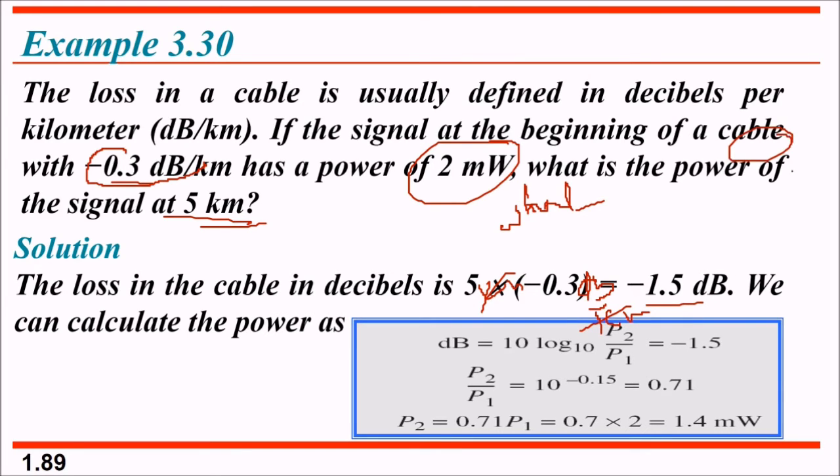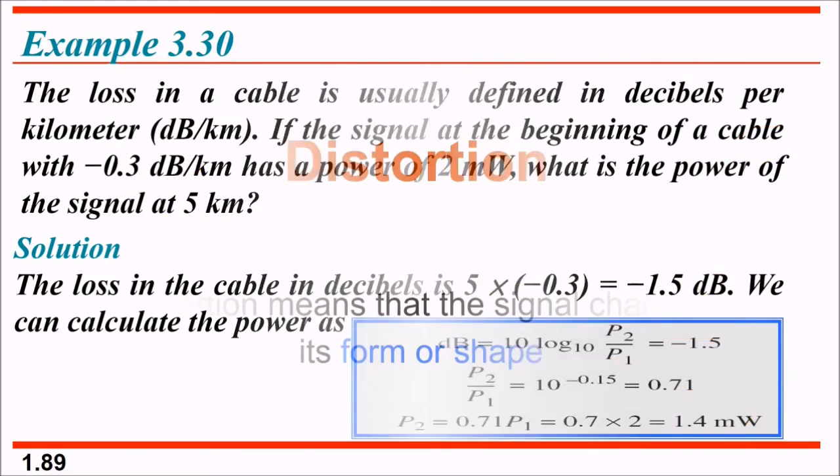Now we have to calculate the power, and I told you already how to compute the power. This is very easy because you know that P1, the power in the beginning, was 2 milliwatt, but we don't know what will be P2. So we use the formula 10 log 10 of P2 by P1, and this is equal to minus 1.5 dB. Now by rearranging and taking power, we can find out P2. I hope that you understand this. This will be 1.4 milliwatt.